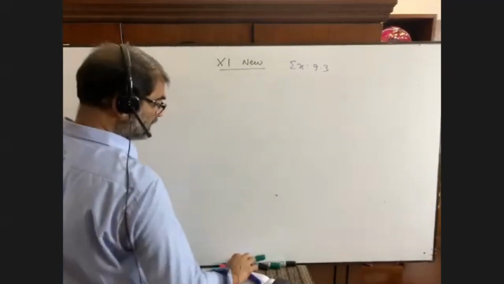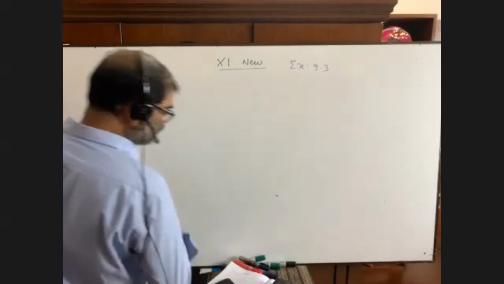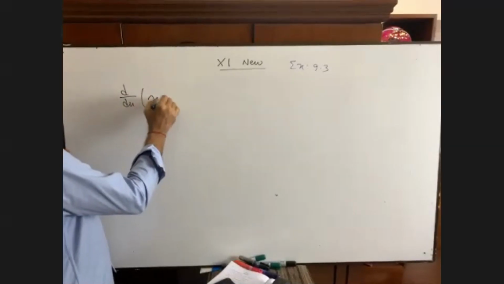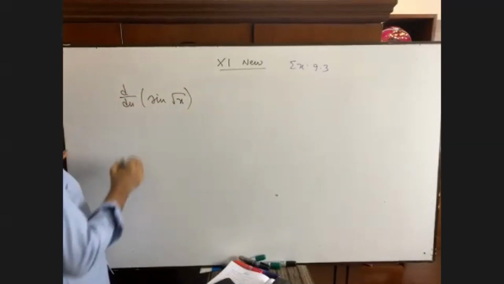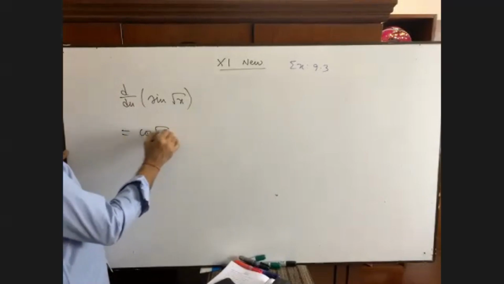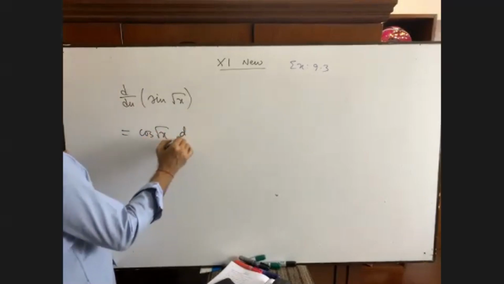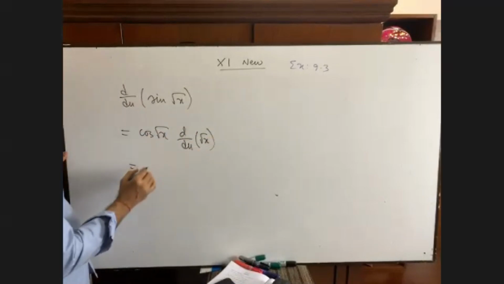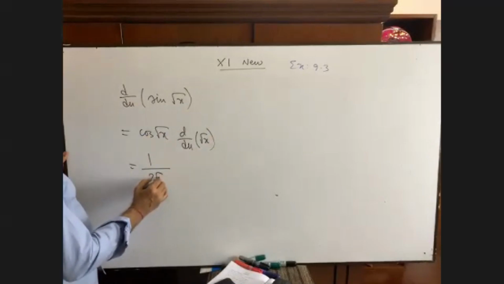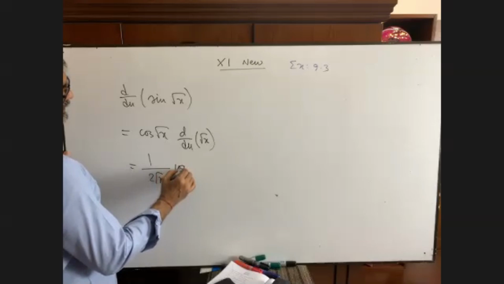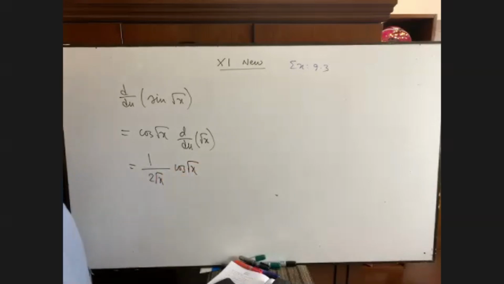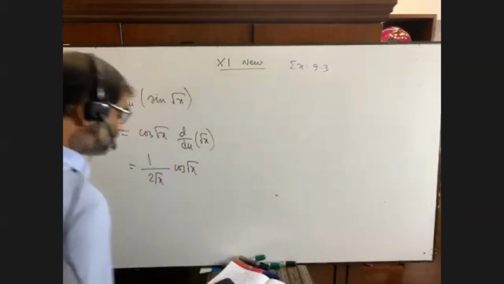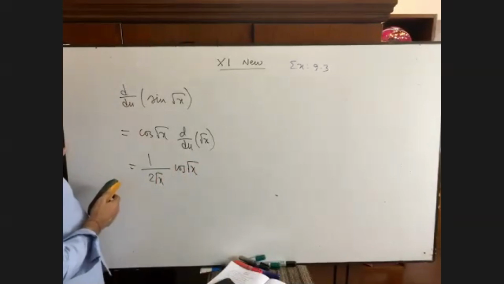Now you see the next math. Sin root over x. Let me know. Cosine x, right? Then d by dx of root x. Root x equals to what? 1 by 2 root over x. It is cosine x. So we are done. Is it? Everybody? Yes, sir.